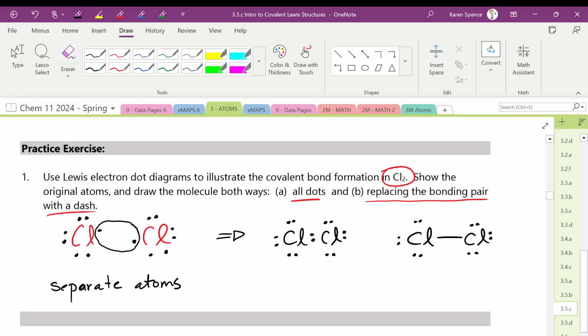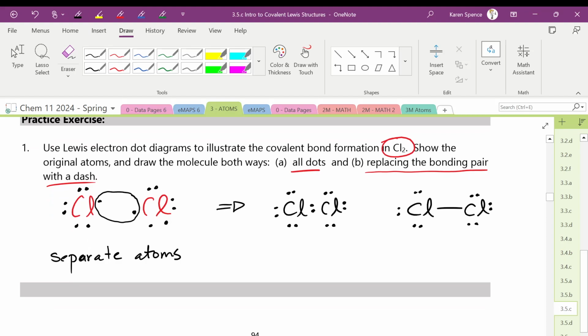So the reason you start by drawing the separate atoms is you have to start by saying, do I have a full shell? And if you say no, you have to say, who can I share with in order to get a full shell? Does that make sense? So you say, do I have a full shell? No. Who can I share with? Oh, look, if these 2 chlorines each share 1 electron, they'll get a full shell. So that's what it should look like for chlorine. Is that good? Okay.